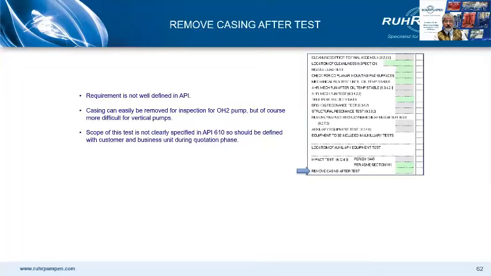Finally, this is the last slide, I think. Remove casing after test. Well, this isn't very well defined in API 610, so you need to specify what you want to have done. Remove the casing from what? It could mean a full or partial disassembly after test. Specify it.